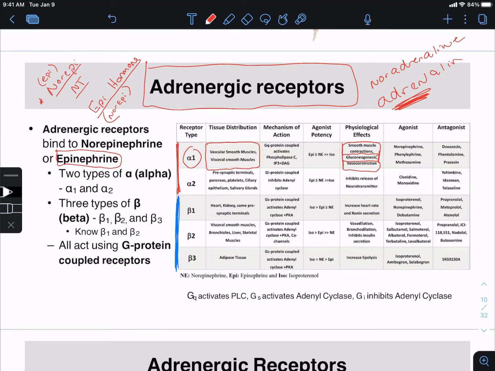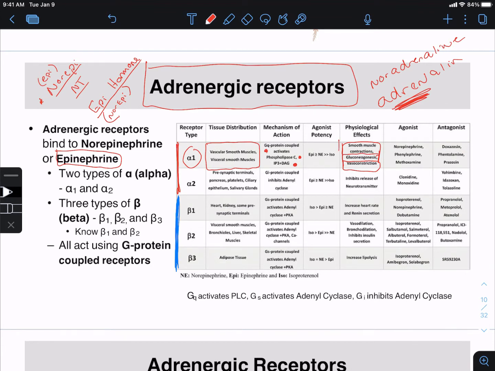Notice that it is a G protein coupled receptor, and you should recognize this. Gq, there's a reason I taught you all of these. So the Gq ultimately results in phospholipase C being activated and IP3 and diacylglycerol being produced, which ultimately leads to the release of calcium from the sarcoplasmic reticulum, and it's that calcium that causes smooth muscle contraction.